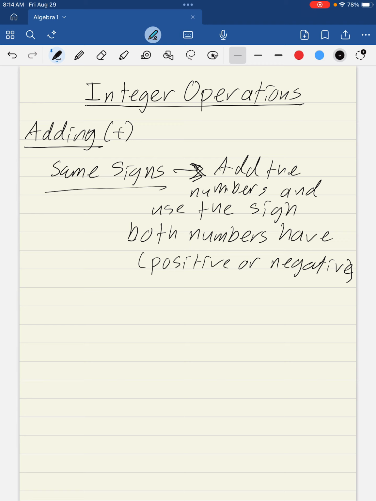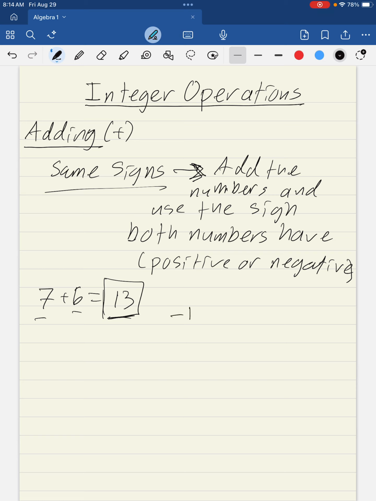Well, easy review problem, 7 plus 6. 7 and 6 are both positive numbers. So we just go, okay, well, 7 plus 6, we know that's 13. And we're done. That is a basic integer operation problem. You probably already know that one. Let's do a little different one.